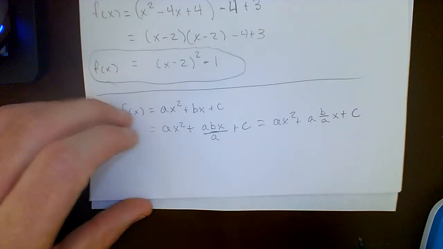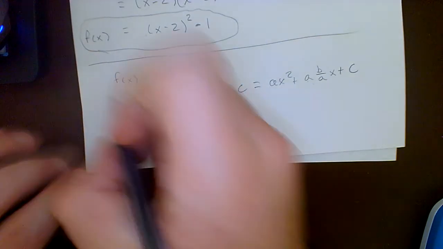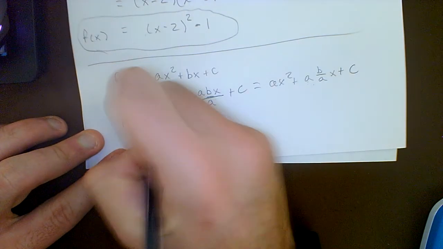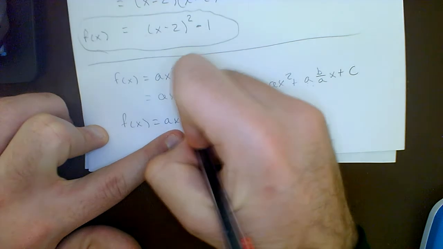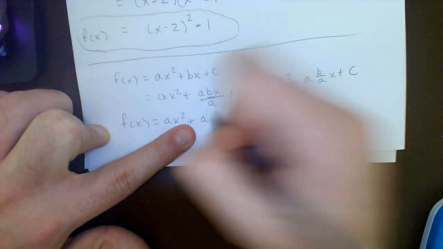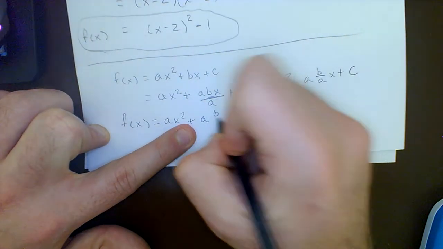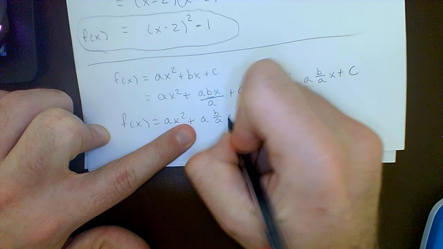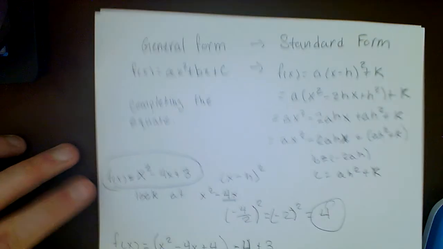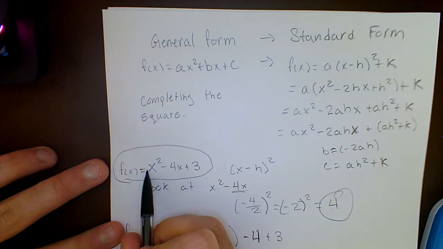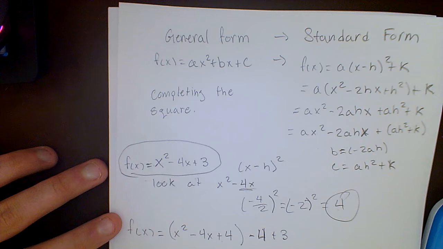Okay, so this is the one that I want to work with here. Then we have plus c. So let's just recopy that line down. We have f of x equals ax squared plus a times b over a x plus c. In our example, this is actually something we didn't have to do because a was 1. If your a is something other than 1, this is something you have to do.